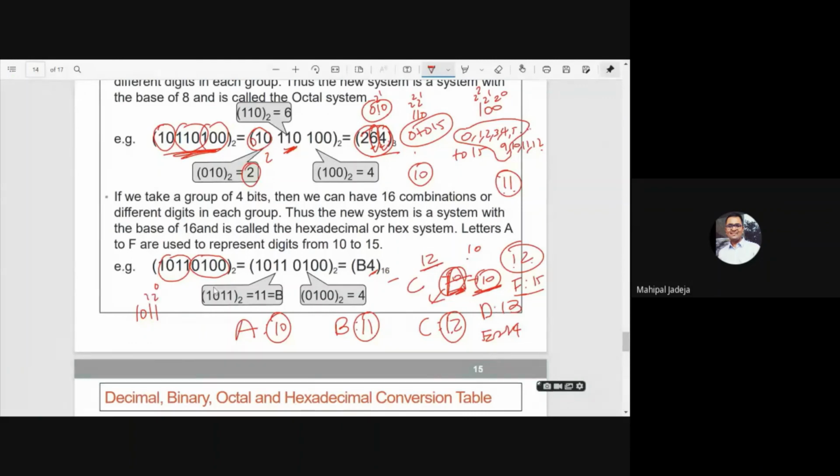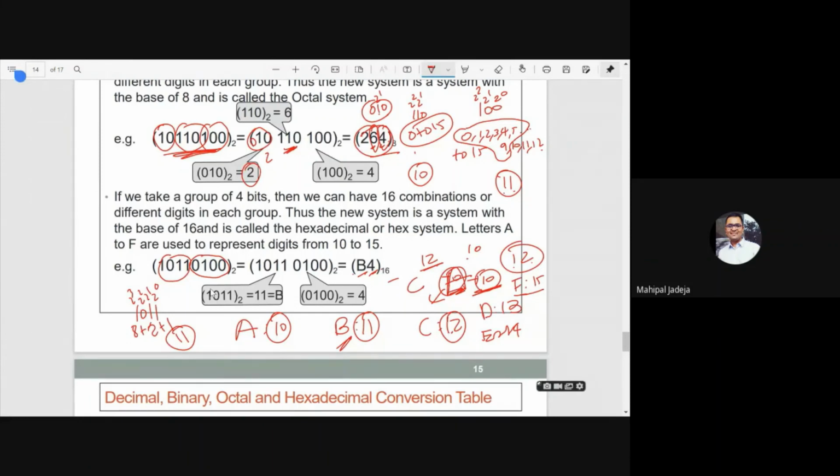So this is 2 raised to 0, this is 2 raised to 1, this is 2 raised to 2, this is 2 raised to 3. This is 8 plus 2 plus 1, which is nothing but 11. But in hexa, I cannot write 11 directly. I need to consider its equivalent letter, which is nothing but B. So I will write down B here. So now this is nothing but B4, and the underlying base system is 16.